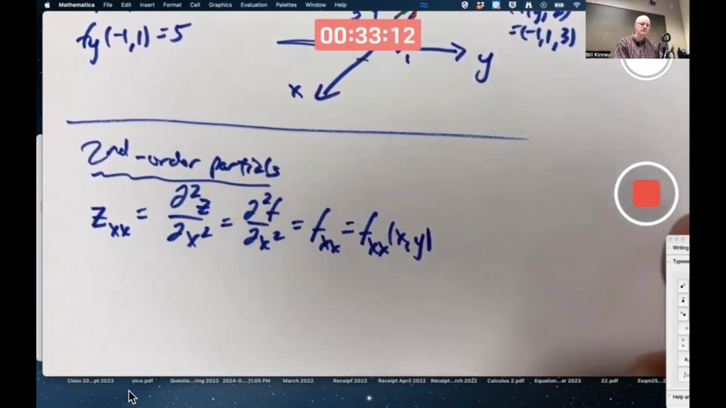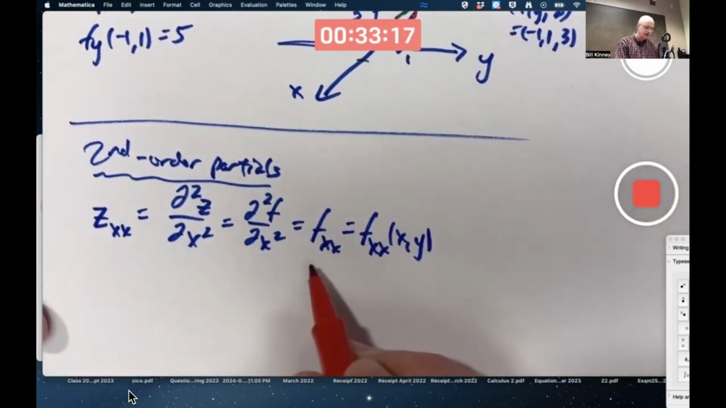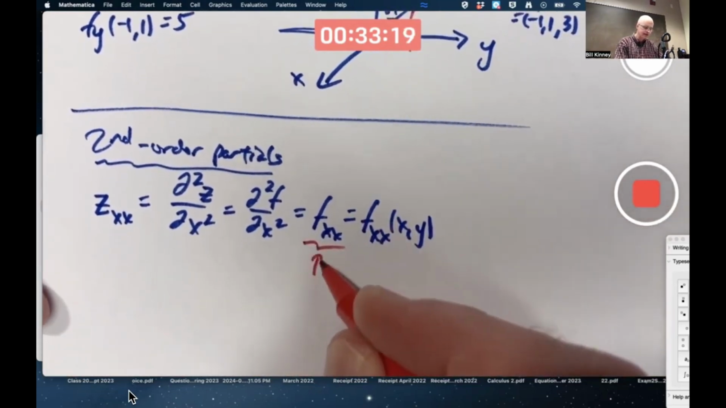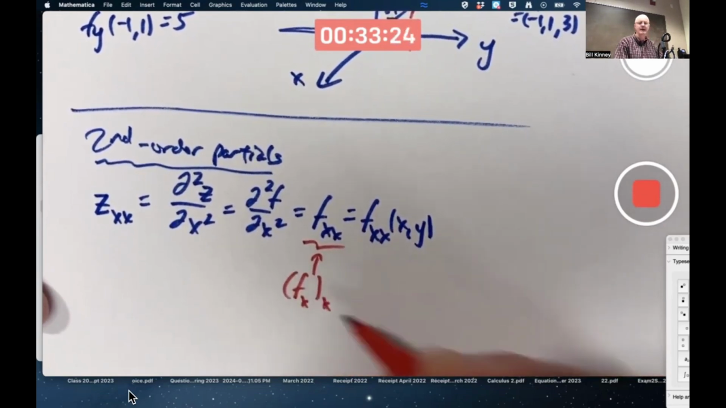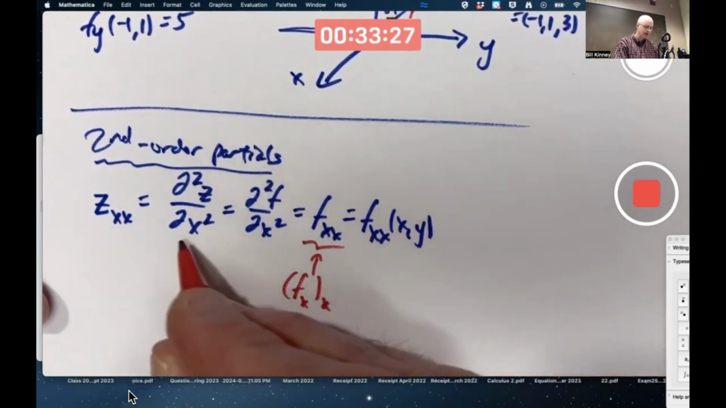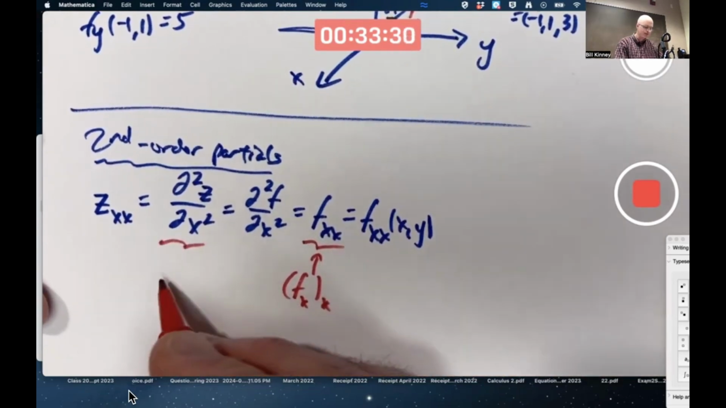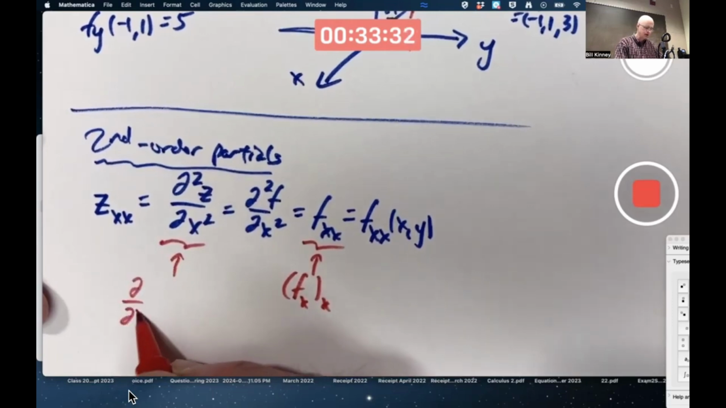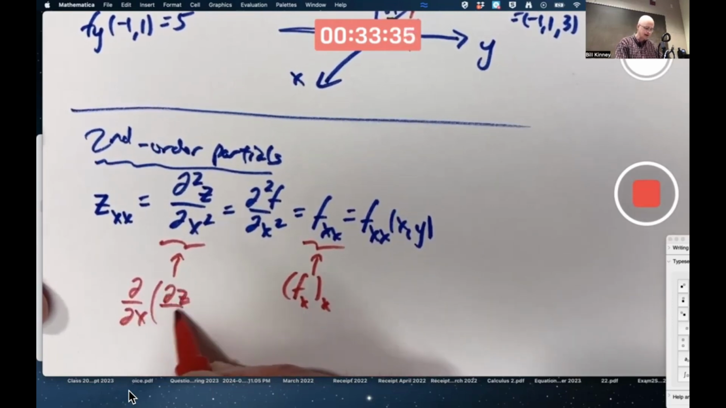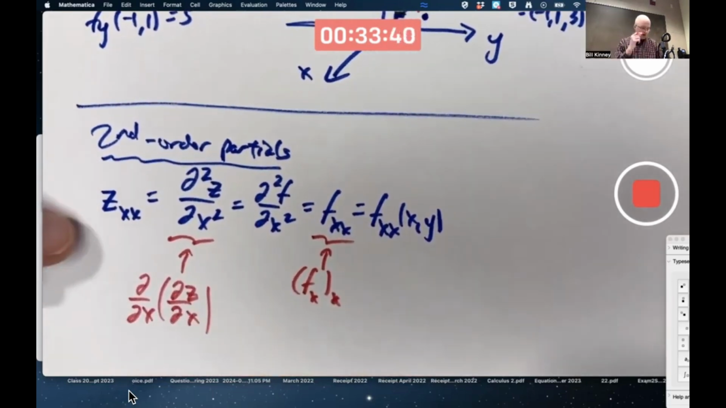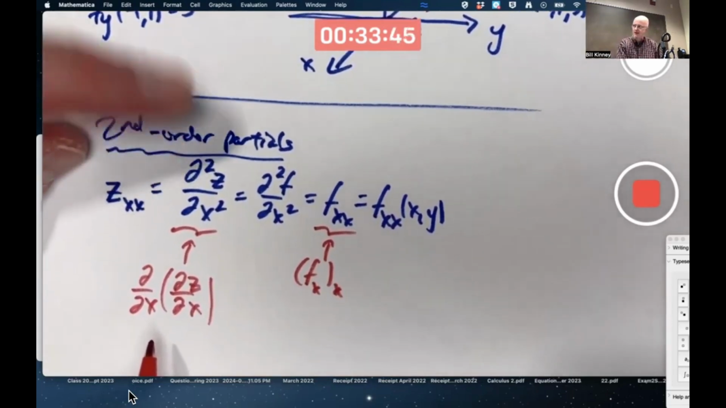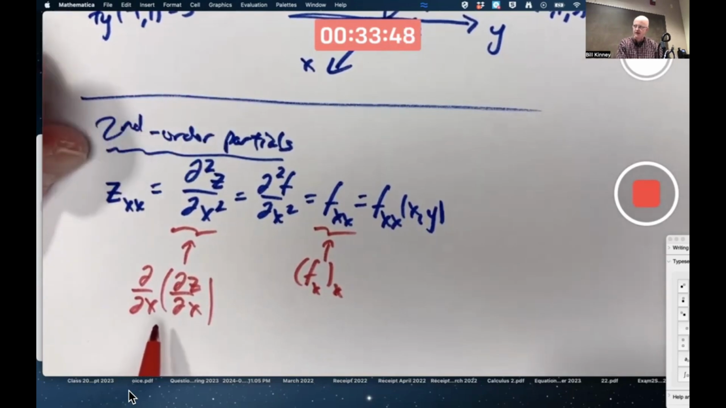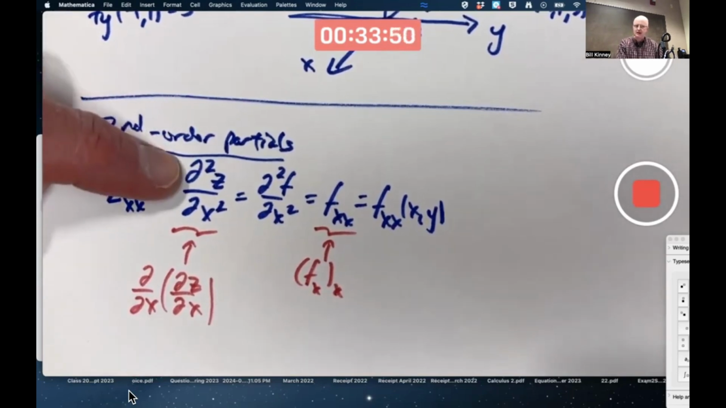What does it equal? By definition, if you think of the notation this way, this means the partial of f with respect to x, take its derivative again with respect to x. If you think about it this way, you're taking the partial derivative with respect to x of the partial of z with respect to x. By the way, a little side comment. This kind of notation is the origin of that kind of notation. The notation in red is the reason we use the notation in blue.